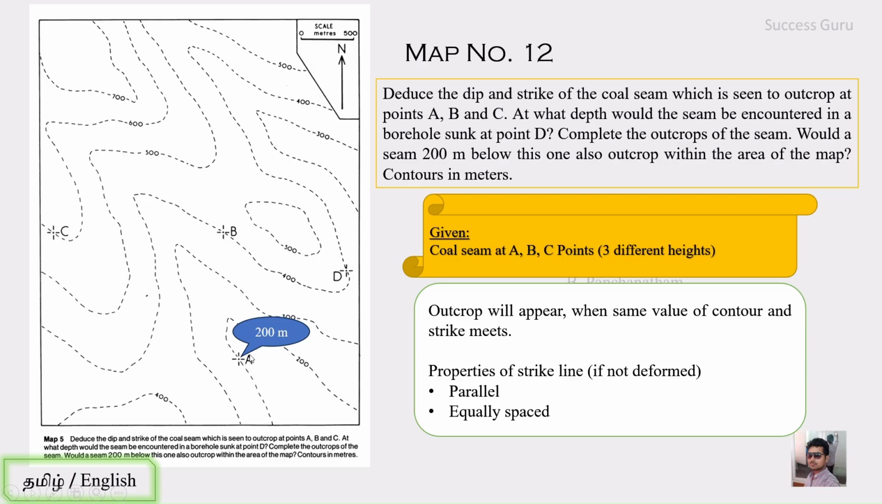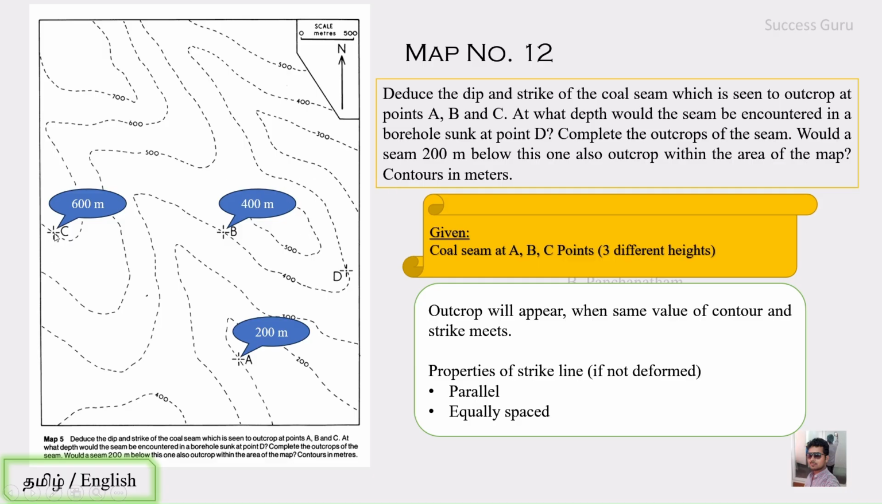That will be equal to the contour here. And at this point, the strike will be 400 meters. And at this point, the strike will be 600 meters. By definition, strikes are lines that pass through equal elevation of a particular inclined formation, or a particular inclined feature. In this case, it is a coal seam that is inclined, so we have a strike and dip. But we don't have an equal value. But we know the strikes are parallel and equally spaced.